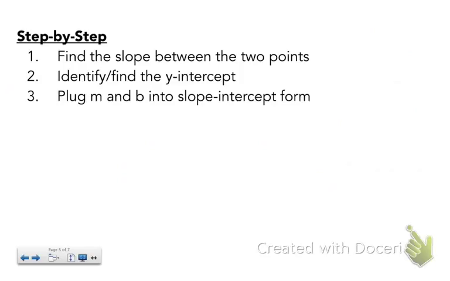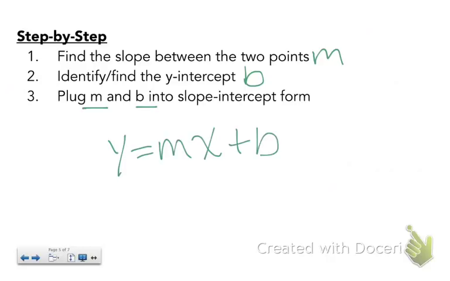So now the equation of that line would be y equals 4/3 x minus 5. So just to recap, you're going to find the slope between the 2 points, or in other words, find the m. Then you're going to identify the y-intercept, so where is it crossing the y-axis, and then you're just going to plug m and b into your slope-intercept form.